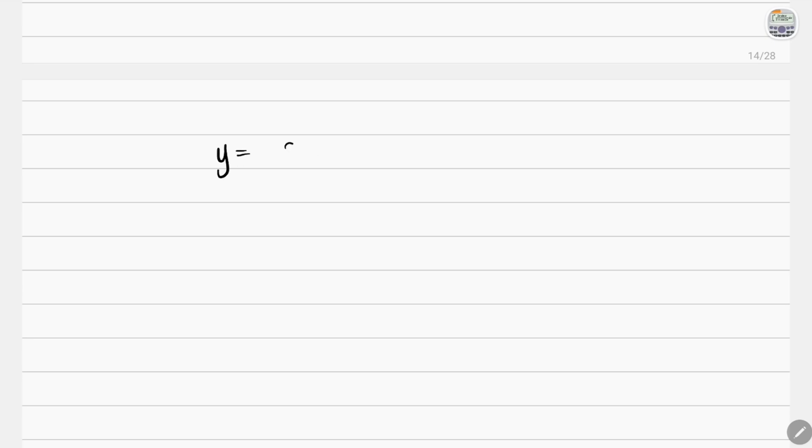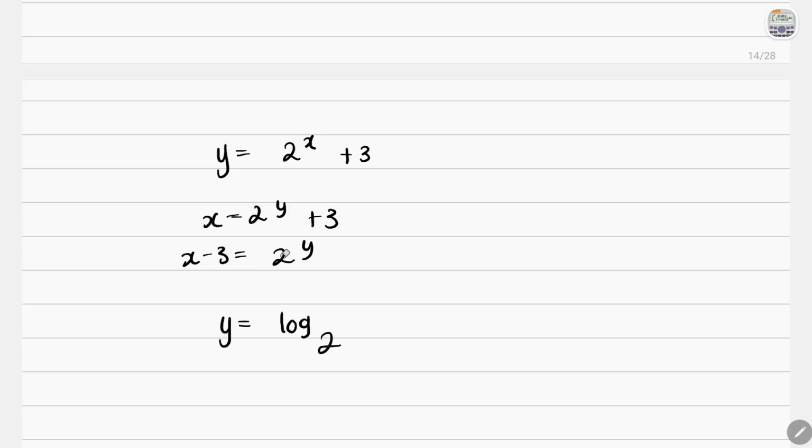Something like this. Y equals, let's say, 2 to the power of x plus 3, right? If you had to find the log graph, the inverse of this, you would swap x and y. So x equals 2 to the power of y plus 3. Then you would make y the subject. So let's transpose the 3. X minus 3 equals 2 to the power of y. Then to make y the subject, you use log. So this would be y equals log, your base is still 2, the value carrying the exponent, and then the answer that we'll have here is x minus 3.